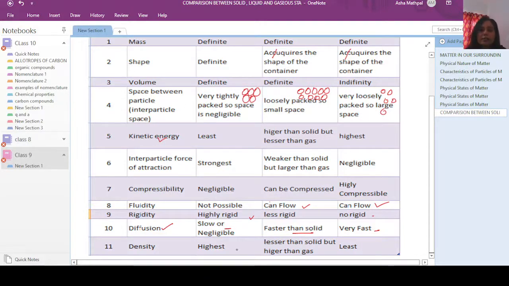Density we have already discussed, it is highest in case of the solid, less in case of the liquid as compared to the solid, but it is least in case of the gases.